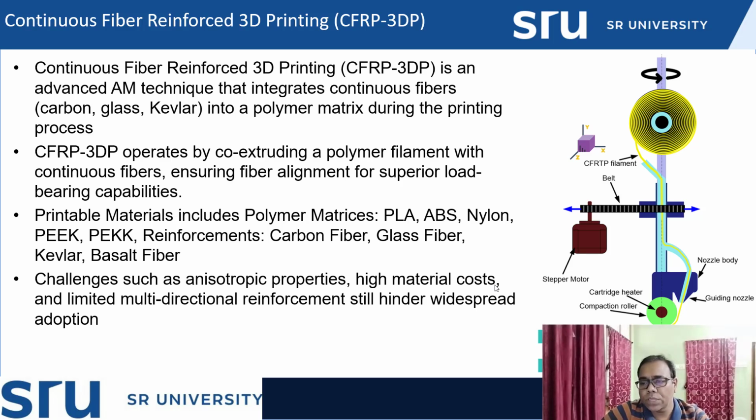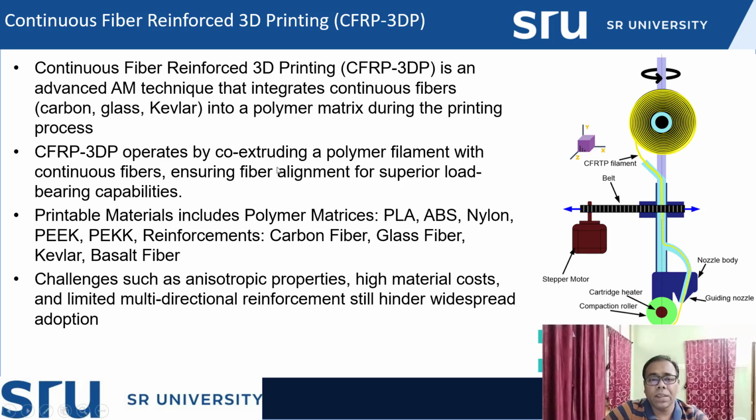In this process, what will happen? This is also one kind of FDM printing machine itself. In place of chopped fiber or particle reinforcement, one can use continuous carbon fiber, and that can be reinforced in whatever binding material there is. On those binding materials, it can be supplied.